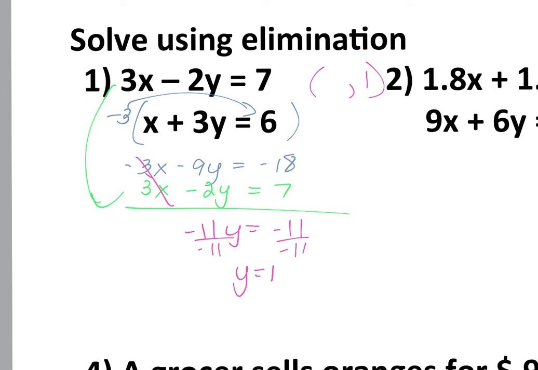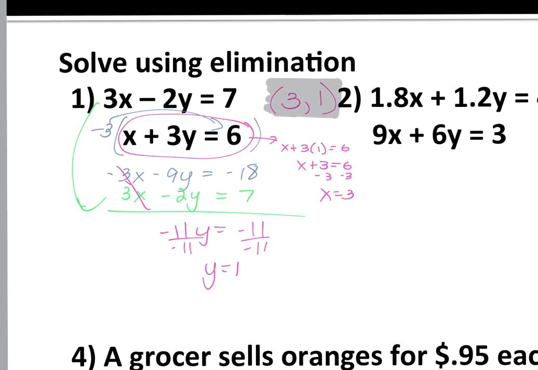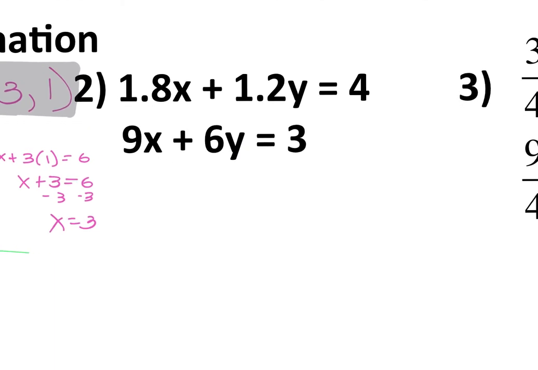And then you want to take and plug them back in. You can plug them back into either. I'm going to grab this one. So x plus 3 times 1 equals 6. X plus 3 equals 6. Subtract the 3 and x equals 3. And again, these can get checked by just plugging those back in. So with extra time on any of the systems, you can always check by plugging them back in. Questions on that one?